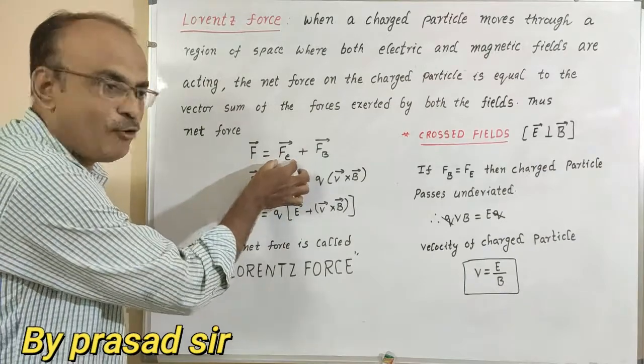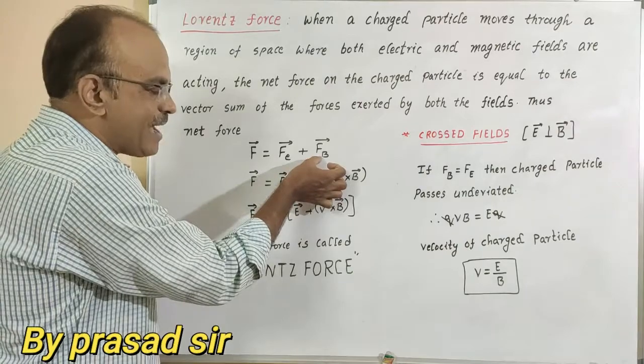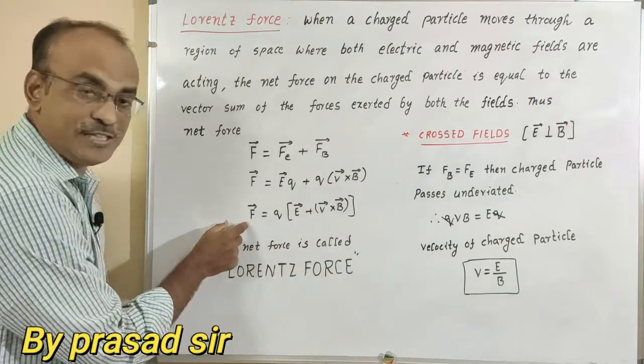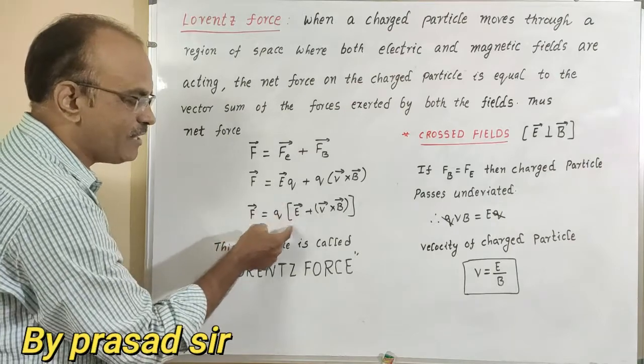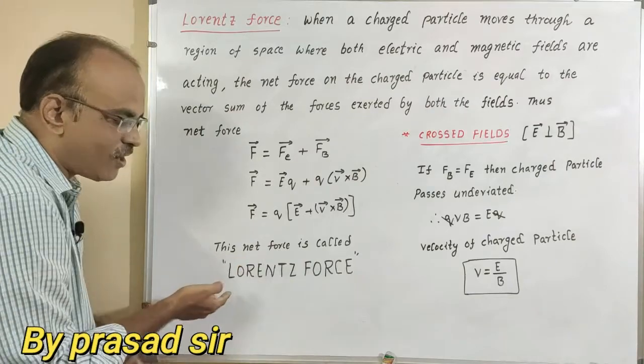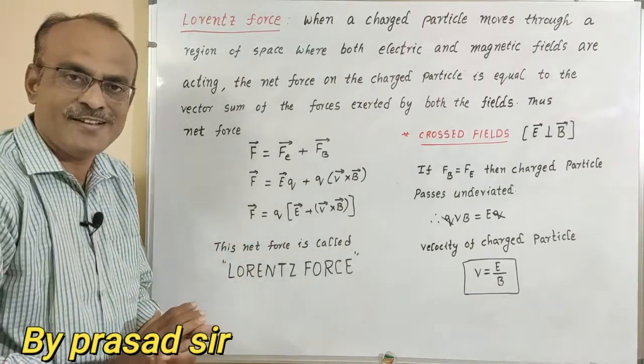What is the electric field force? It is Q into E, where Q is the charge. And the magnetic field force is Q into V cross B. So the net force is equal to Q common, E vector plus V cross B. This net force is called the Lorentz force. The problem is based on this one.